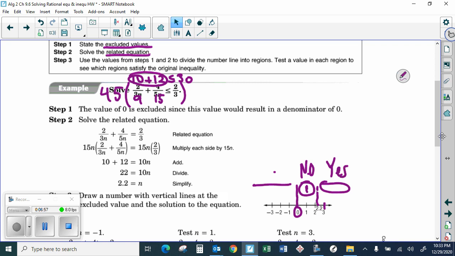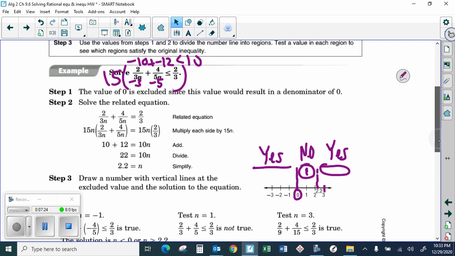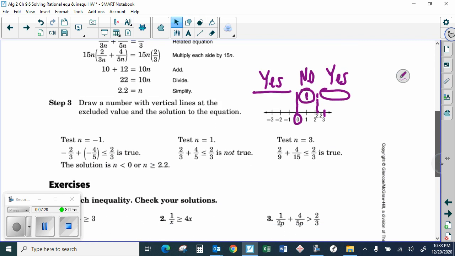And let's try -1 for the last region here, which makes it -3 and -5. Again, multiplied by 15, the common denominator. That's -5 times 2 is -10, plus -3 times 4 is -12. Is that less than or equal to 5 times 2, which is 10? Is -22 less than 10? Yes, it is. Okay, so I've tried all 3 regions, and so for my answer I have to identify those regions right there.